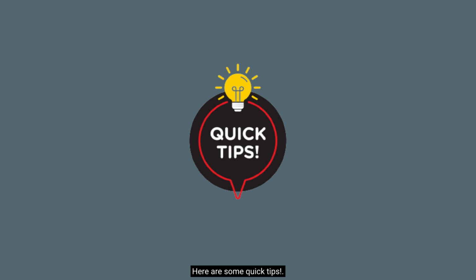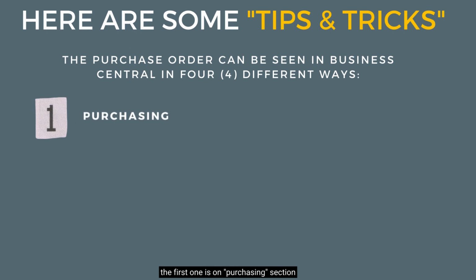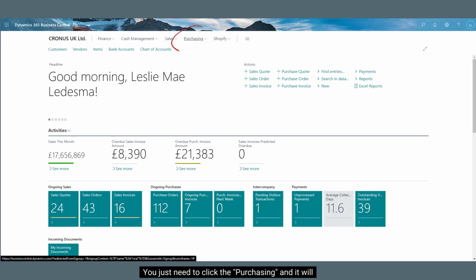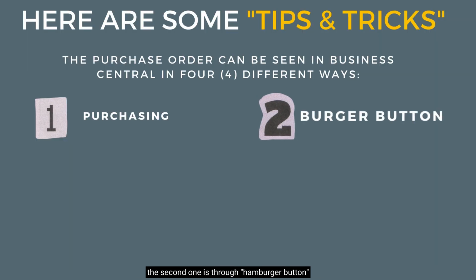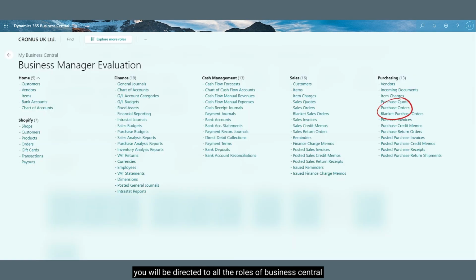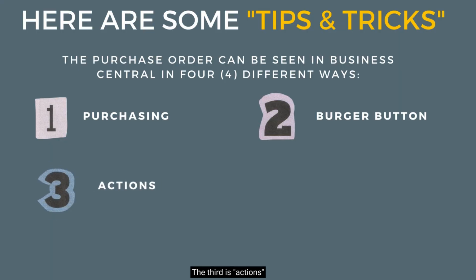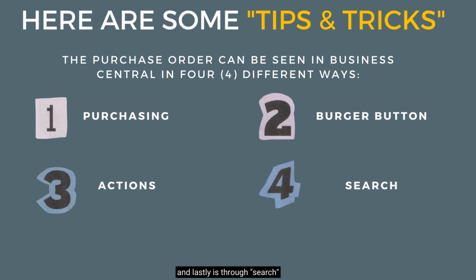Here are some quick tips. Basically, a purchase order can be seen in four different ways. The first one is on the purchasing section. You just need to click purchasing and it will show the additional items included in the purchasing. The second one is through the hamburger button. The hamburger button consists of three stacked horizontal lines, and when you click it, you will be directed to all the roles of Business Central. The third is actions, which you can see right away on your dashboard. And lastly is through search.